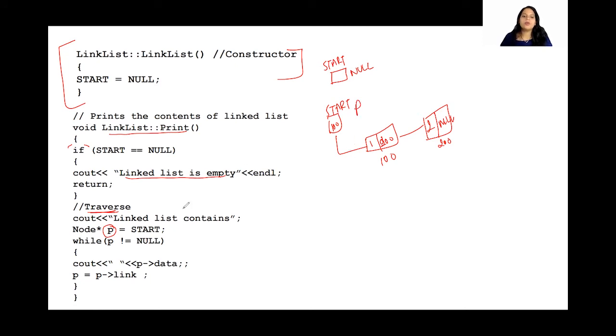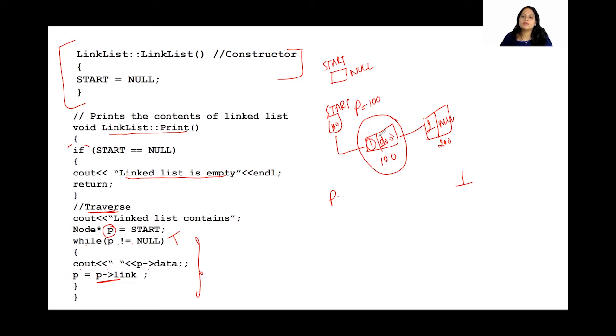Initially. Now I'm writing a while loop: while P is not equal to null. Is P equal to null in this case? No, P is equal to 100 in this case. So while P is not equal to null is going to become true, and I'm going to come inside the while loop. I'm going to say cout P data, that is, print out the data of this node. P is equal to 100, so I come to this one. What is the data of this one? 1 is going to get printed. Next, I am saying P is equal to P link. What is the meaning of that? This was 100 initially.